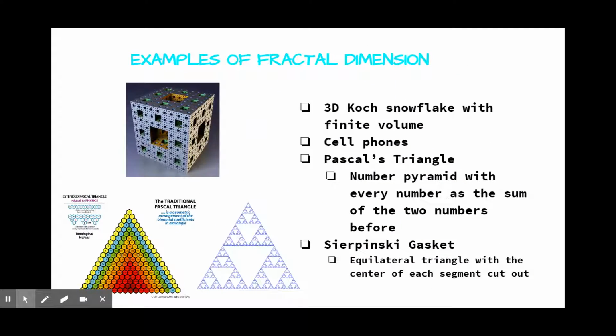So, what are some examples? Well, there's the classic examples of the 3D Koch snowflakes, or Pascal's triangle, where the number pyramid has every number as the sum of the two numbers before. Confusing, I know. The Sierpinski gasket, on the other hand, to the left, is an equilateral triangle with the center of each segment cut out.